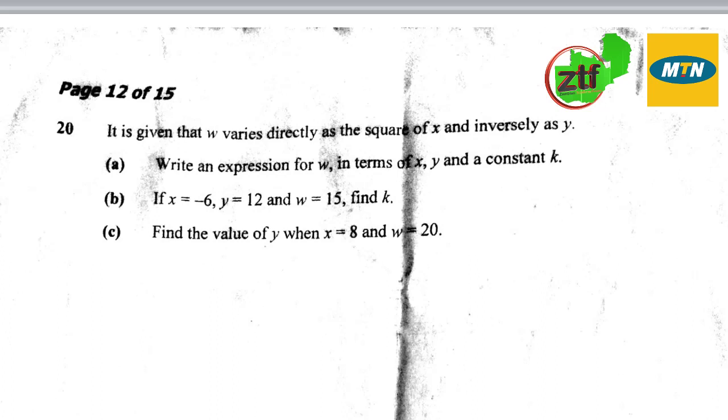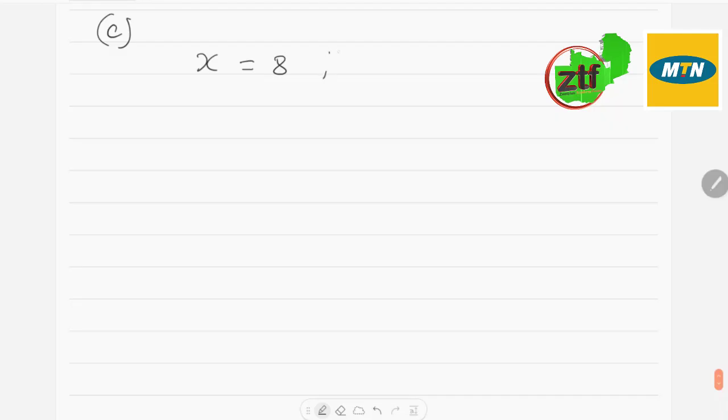Part C of question number 20. Find the value of y when x is equal to 8 and w is equal to 20. So we've been given the value of x as positive 8, the value of w as positive 20.